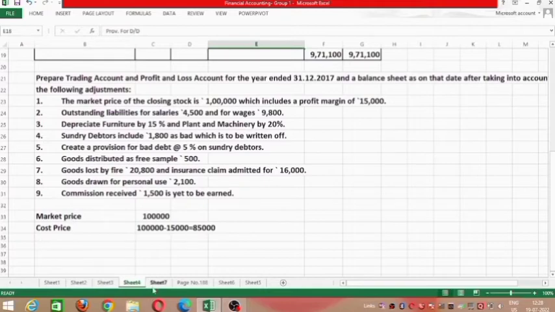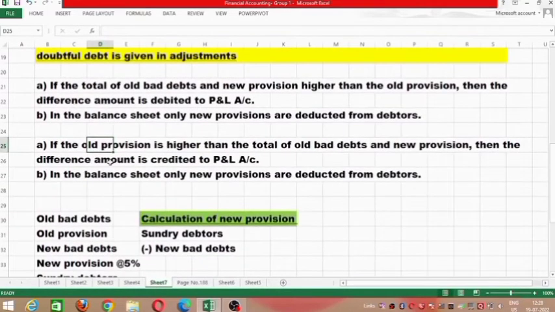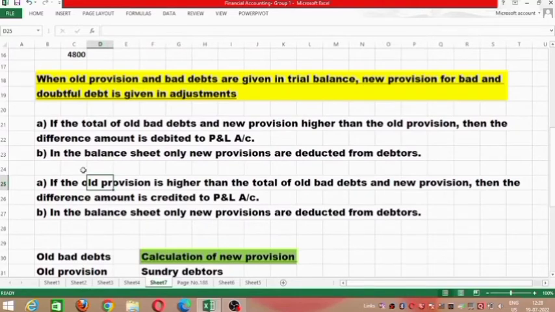So we'll calculate now. Before that, we should know some basic information. When old provision and bad debts are given in trial balance, new provision for bad and doubtful debt is given in adjustments. In this problem, old bad debt is not given, but old provision for doubtful debt is given and new bad debt is given and new provision for doubtful debt we need to create. Let's calculate now. The information they have given matches this criteria, but the only thing is old bad debt is not given.